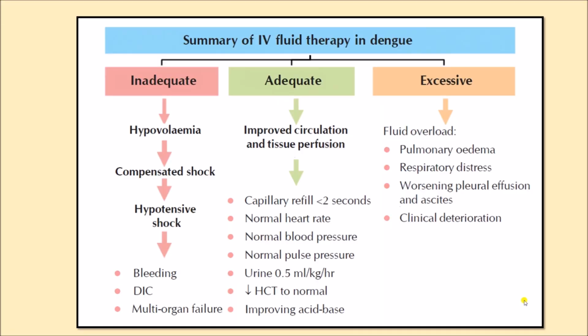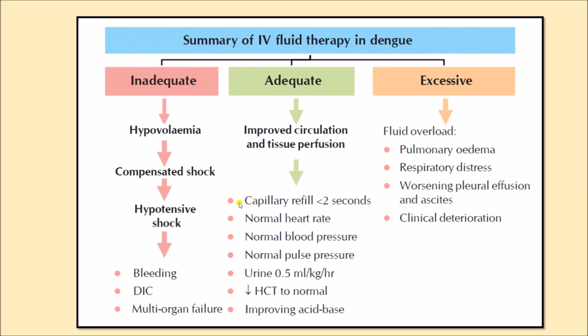Just to summarize the IV fluid therapy in a dengue patient. If the IV fluid therapy is inadequate, it will lead to hypovolemia because there is already plasma leakage. This may lead to compensated shock, then hypotensive shock, and there can be associated bleeding, disseminated intravascular coagulation, and multi-organ failure.